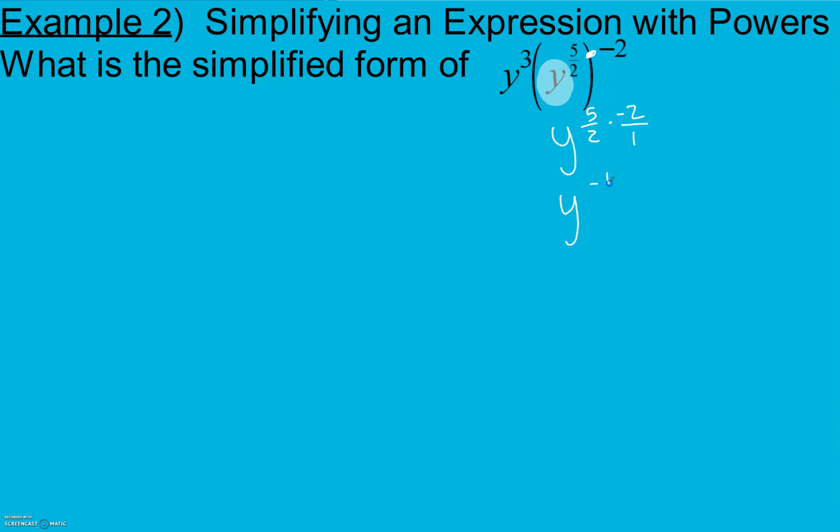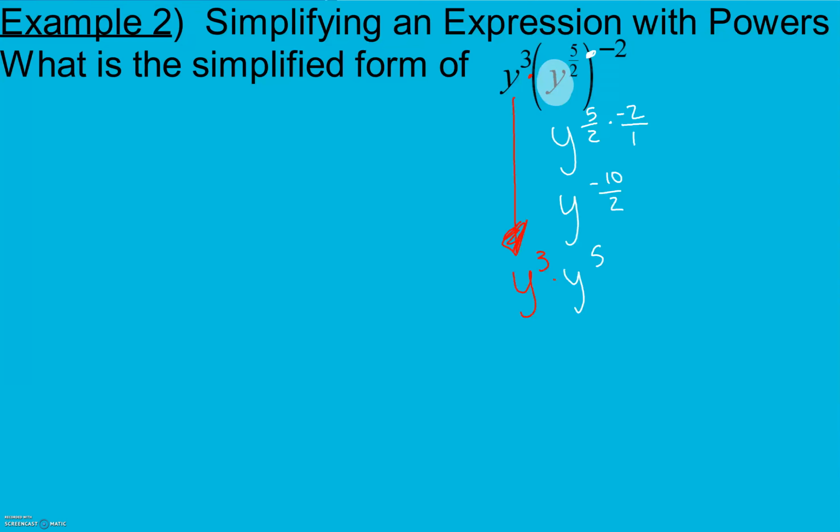Multiply straight across, -10/2, so y to the -5th. Second part here, I'm going to drop straight down. I haven't changed it at all, so I still just bring it down as multiplication. Again, my operation is multiplication.